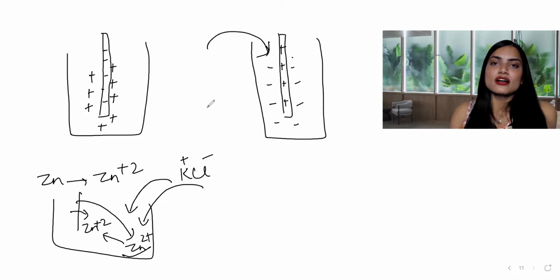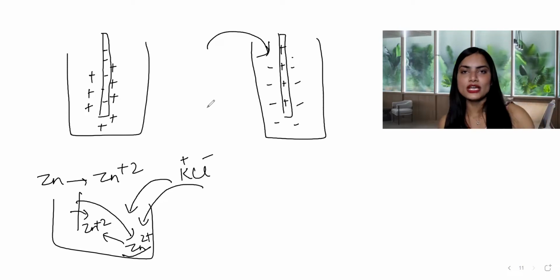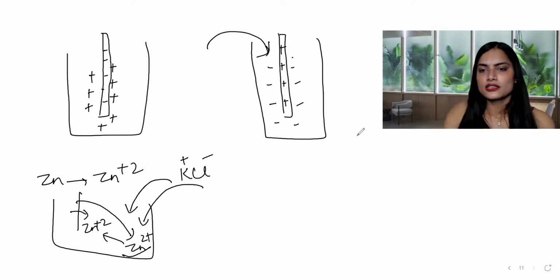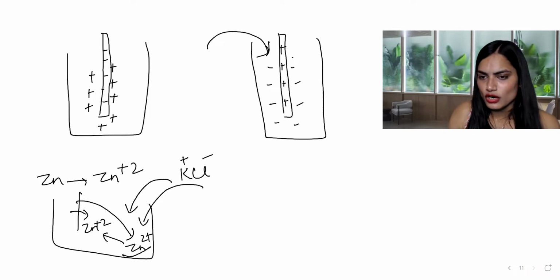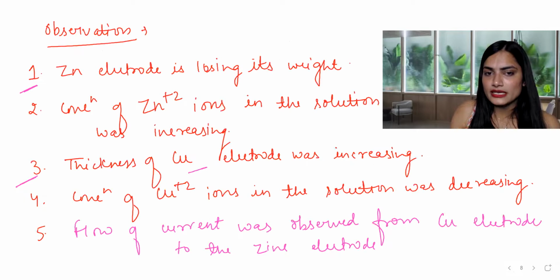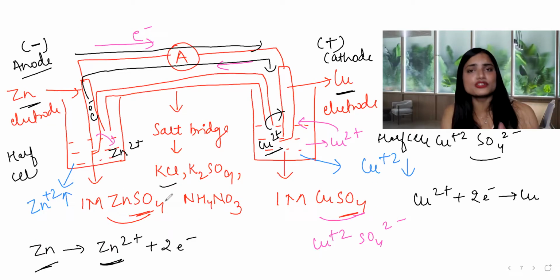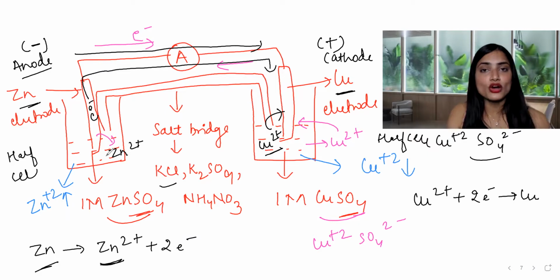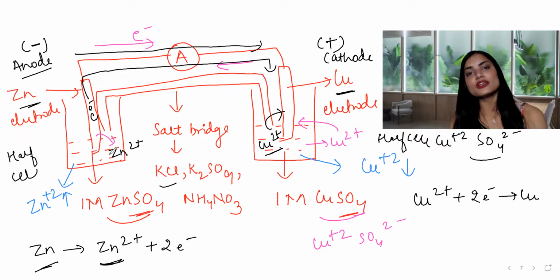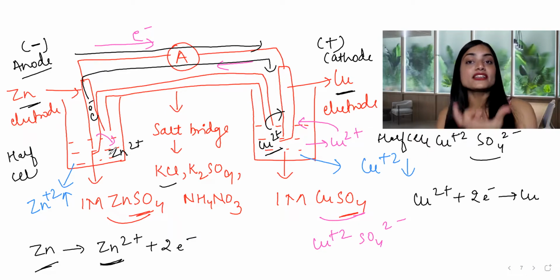So salt bridge का काम होता है that it maintains electrical neutrality. Also, it completes the circuit internally. So I hope you have got my point. I'm explaining again that salt bridge हमने क्या लिया था? We have taken, let's suppose, KCl. So because when zinc atom will oxidize and will convert into Zn plus 2 ions, there will be extra positive charge in the solution. So what salt bridge will do?